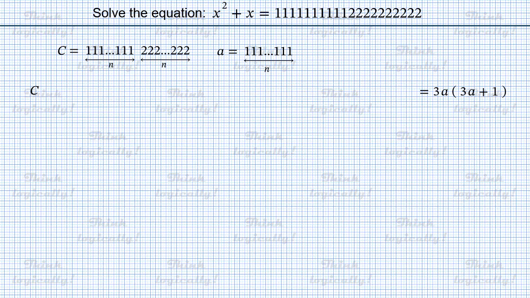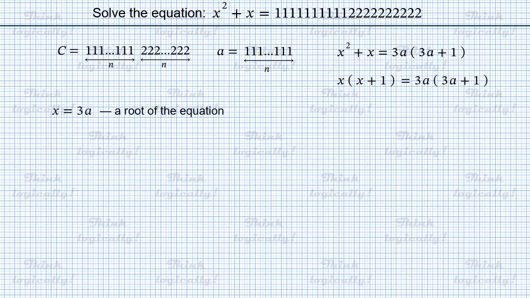Let's get rid of everything which is no longer needed and replace the right hand side of the given equation with 3a times 3a plus 1. Now, the right hand side of the equation is the product of two consecutive numbers, 3a and 3a plus 1. The left hand side of the equation can be also represented as the product of two consecutive numbers, x and x plus 1. This allows us to guess a root, x equals 3a. However, being so excited about that, you can make a mistake, forgetting that a quadratic equation actually has two roots.